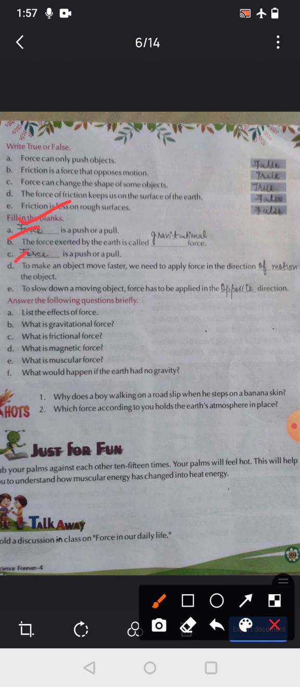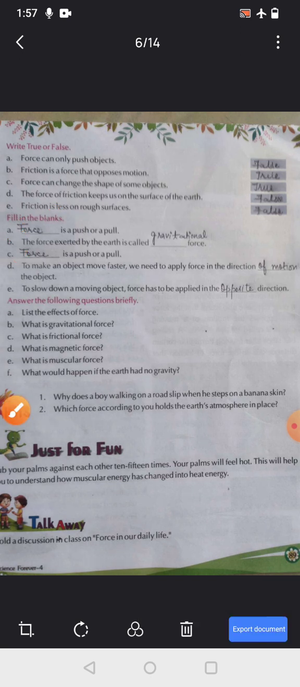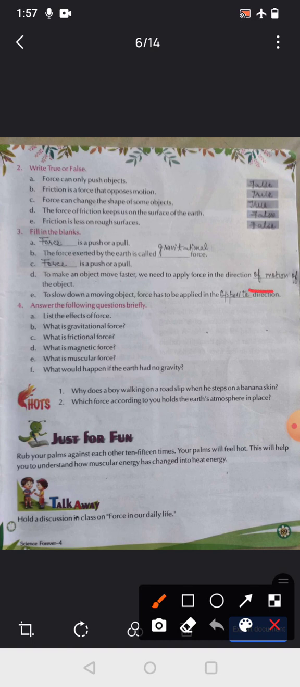Okay. Number D. To make an object move faster, we need to apply force in the direction of motion of the object. Here it is written of motion of the object. Number E. To slow down a moving object, force has to be applied in the opposite direction. Okay. If you want to stop any object, you have to apply the force in the opposite direction.